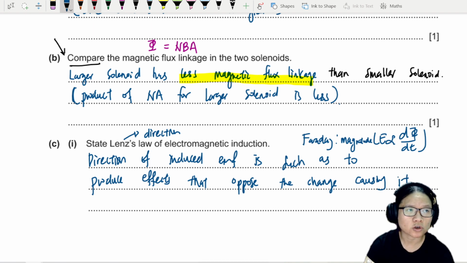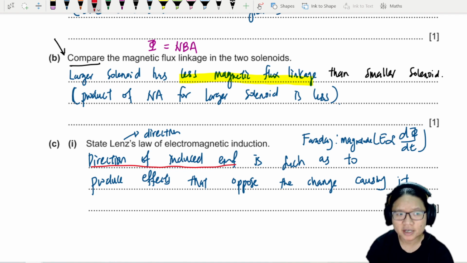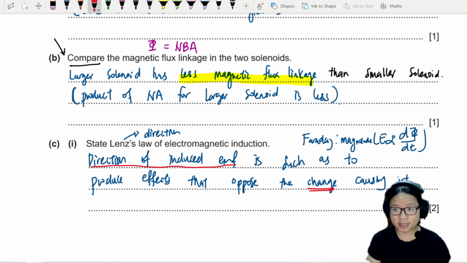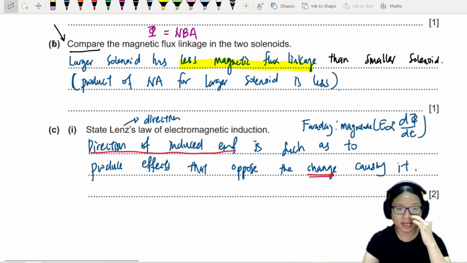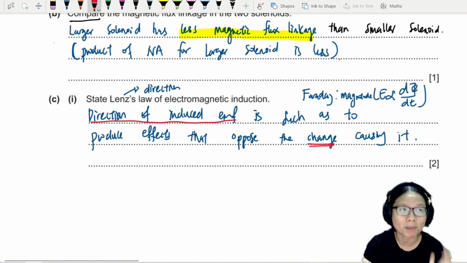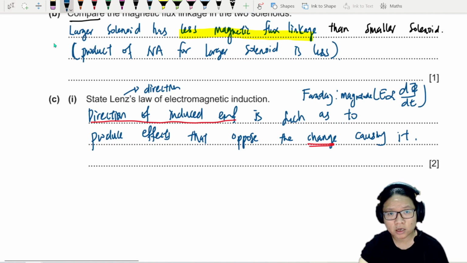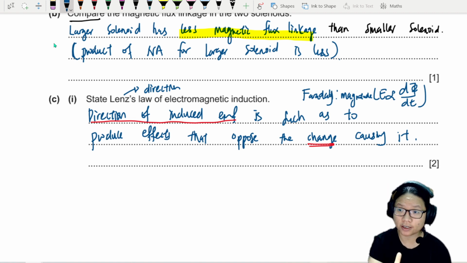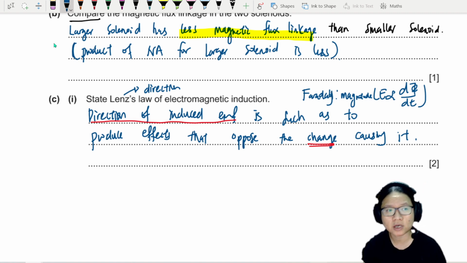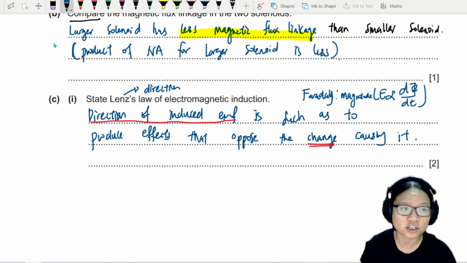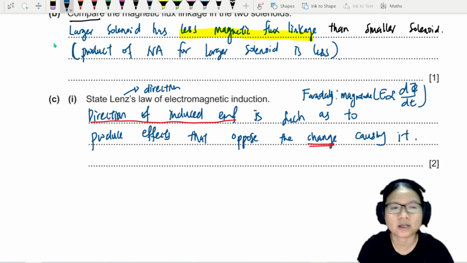Okay, so the key word here is direction of induced EMF. It's such that it produces effects that oppose the change causing it. So there's always a change when you want to apply Faraday or Lenz law or look at electromagnetic induction. The ability to see what the change is and to fight that change is what Lenz law is about. So the direction of induced EMF is such as to produce effects that oppose the change causing it.